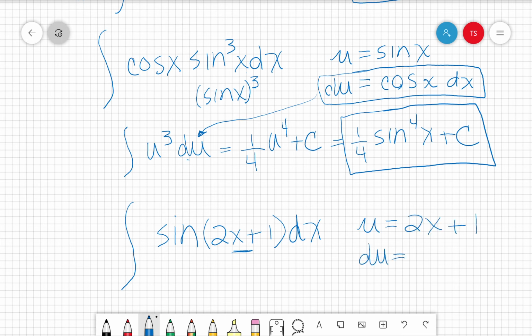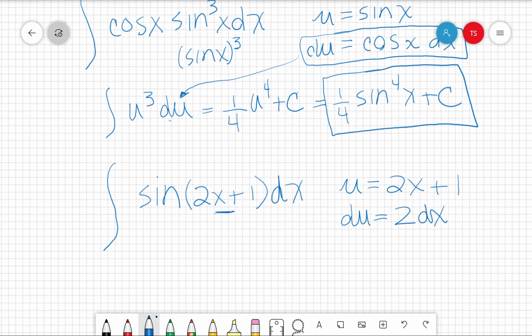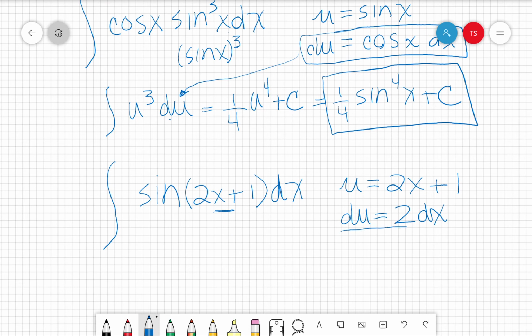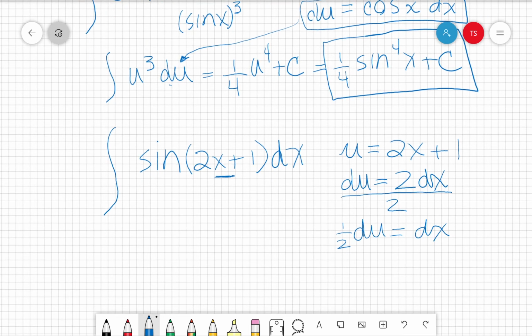Du is equal to 2 dx. We don't have that 2 as part of our integrand, so we're going to divide everything by 2. That's 1/2 du is equal to dx. So I'm replacing this dx with 1/2 du. That 1/2 becomes a constant, so I can just go right ahead and put it right out front. And then I'm going to integrate sine of u du.